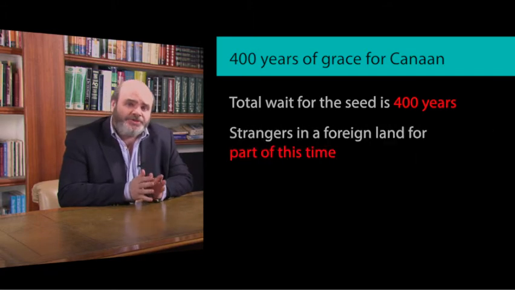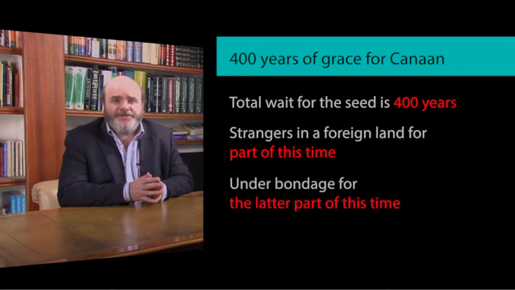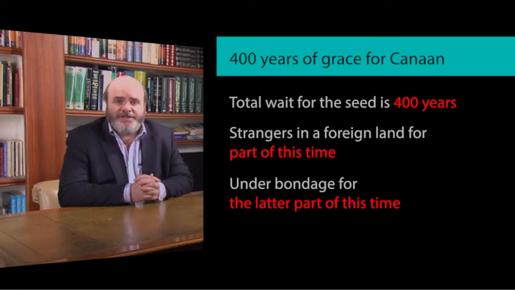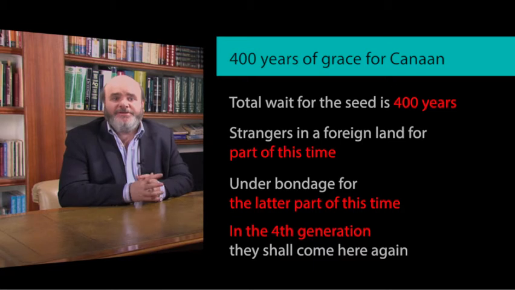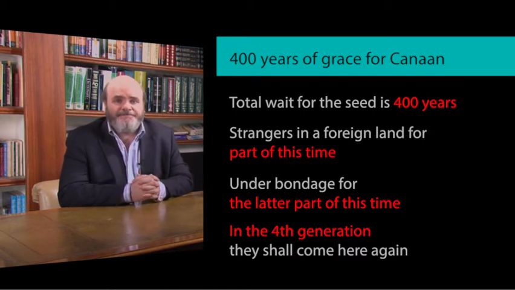During this time, they will be strangers in other people's lands. The secondary point is that for the latter part of this time, they will come under bondage and affliction to another nation, which was Egypt. But God will judge that nation, and they will escape and return to the land to possess it. Thus there would be 400 years sojourning, which included a time of bondage to Egypt. God indicated how long this bondage would last by saying, "In the 4th generation they shall come here again." This is clearly much shorter than 400 years, which is the total time of the sojourning.